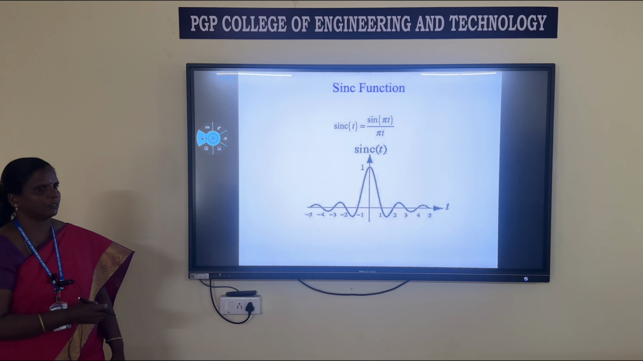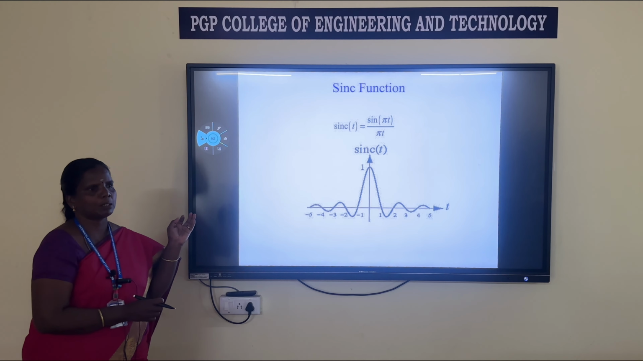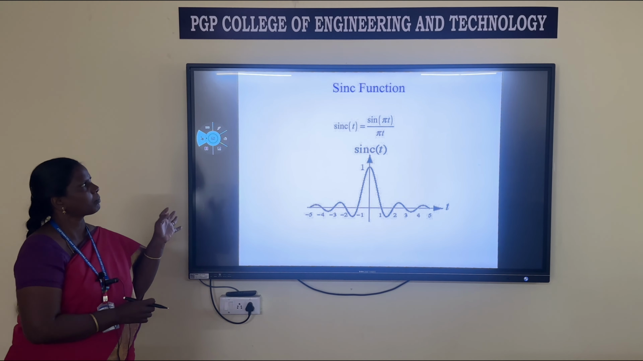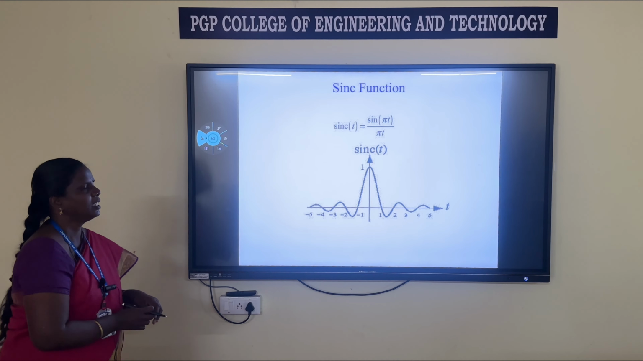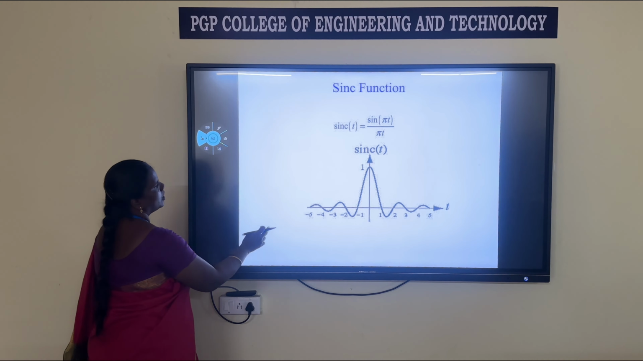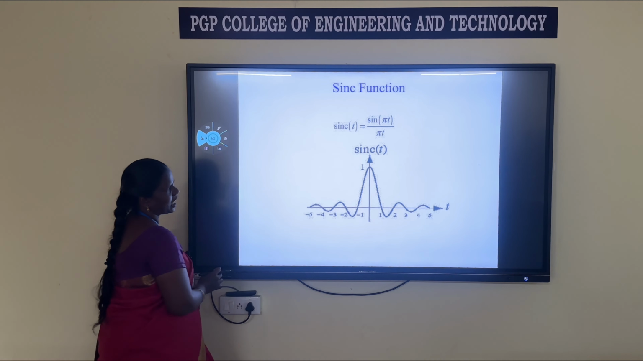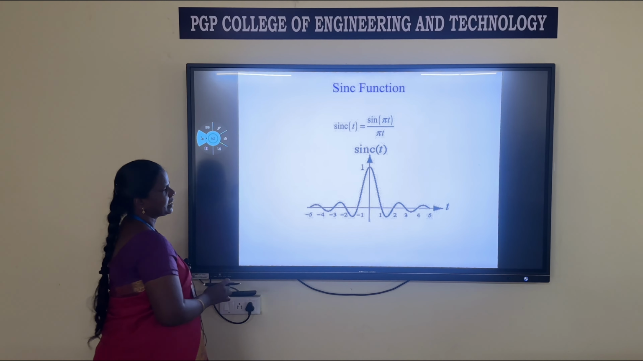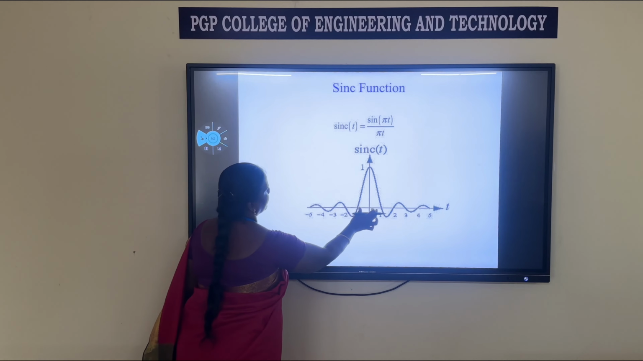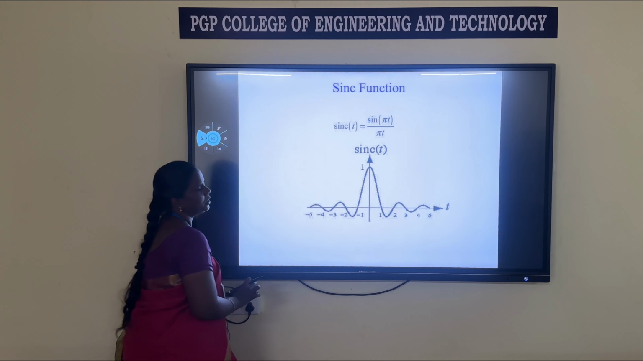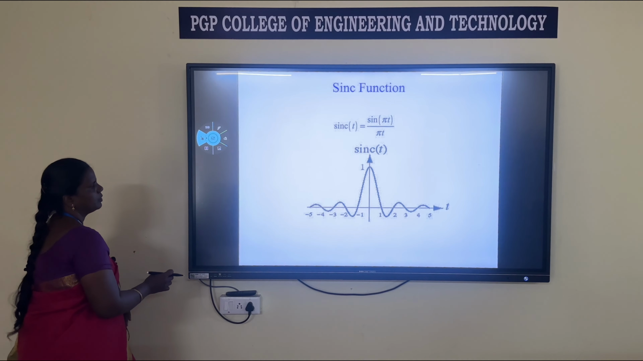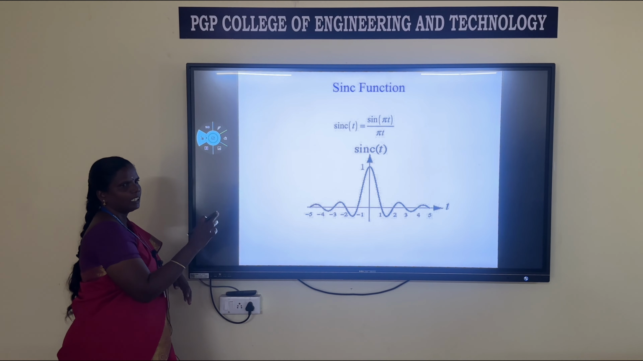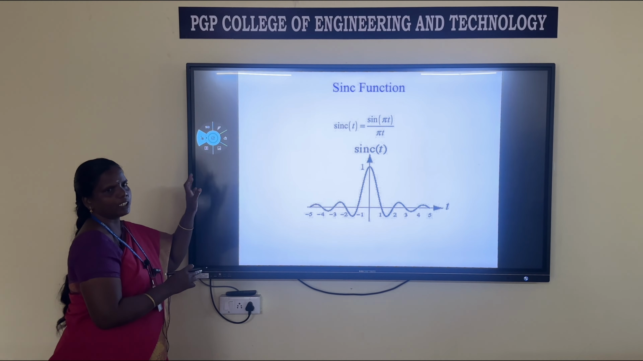So the sinc function is one of the important mathematical tools used in signals and systems. It is used to reconstruct the signal. The difference between the normal sine signal and the sinc signal is that only the main lobe has high amplitude and the side lobes have small amplitude, but in the sine signal all the peaks have the same amplitude.